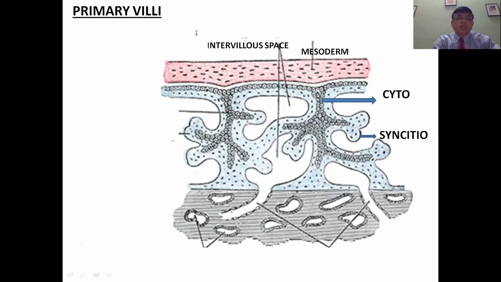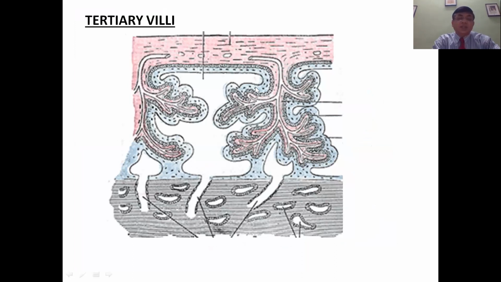So that's the primary villus. This is the syncytial trophoblast, and this is the cytotrophoblast. And this is a tertiary villus where we have the syncytial trophoblastic layer, the cytotrophoblastic layer, the extraembryonic mesodermal layer, and the blood vessels.